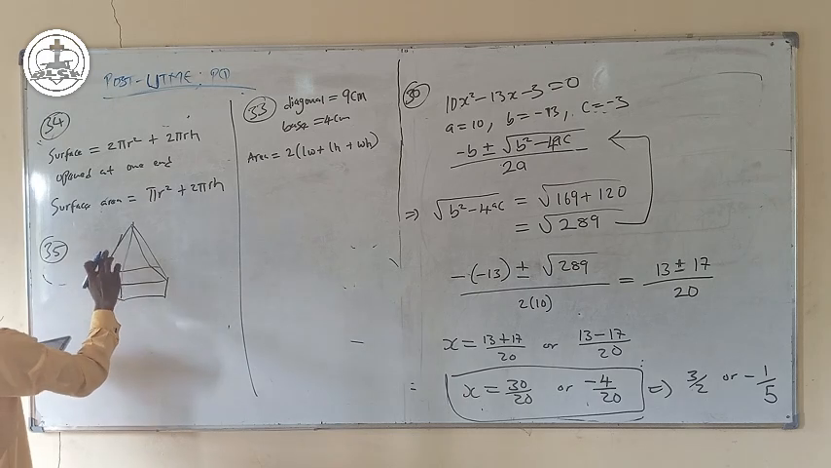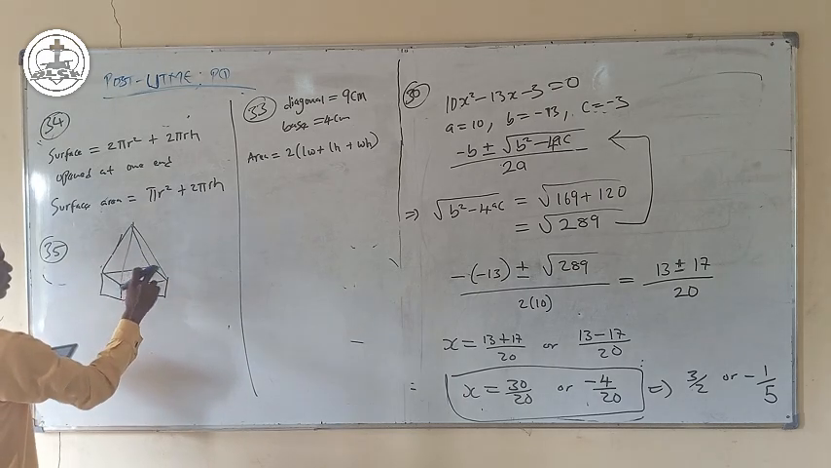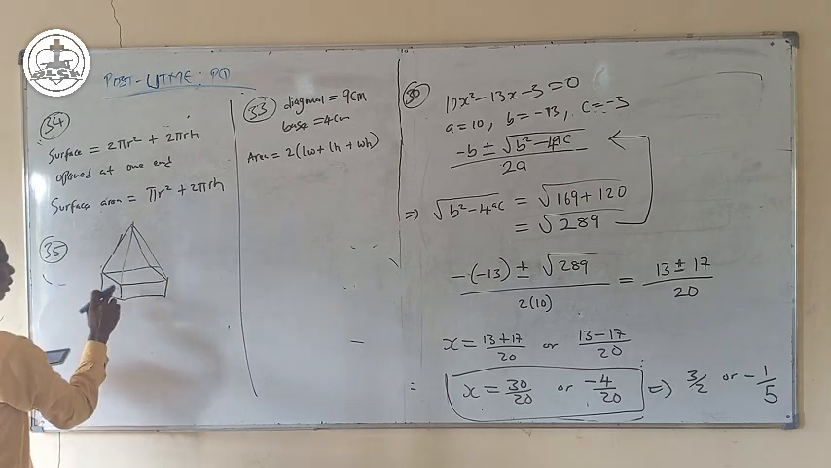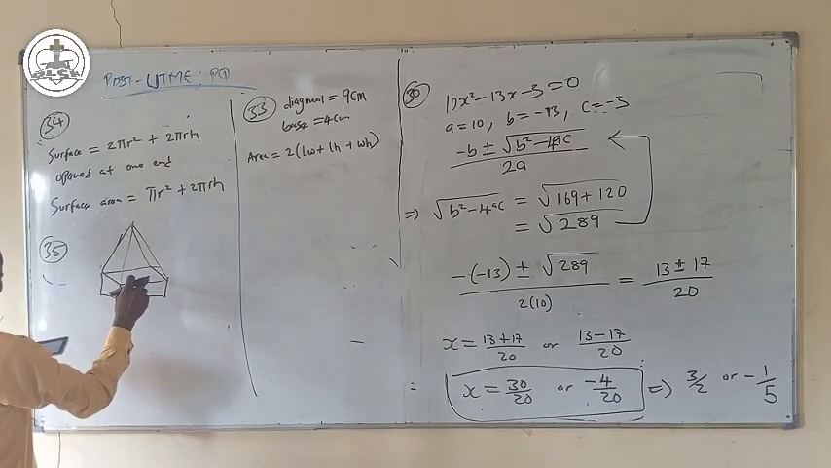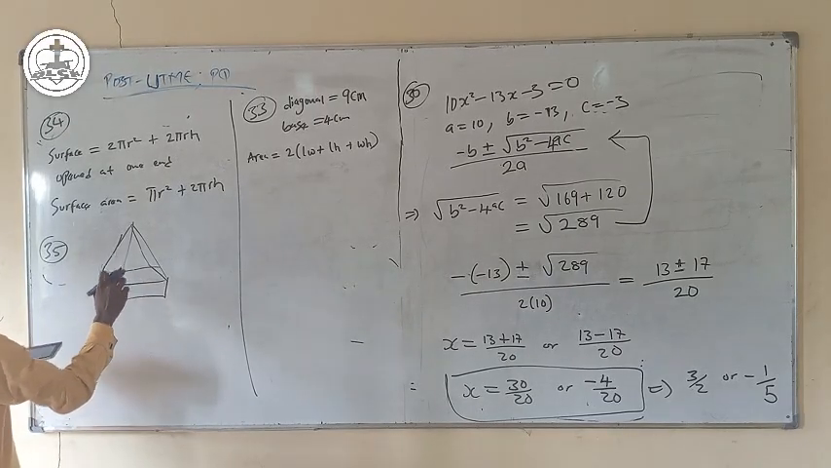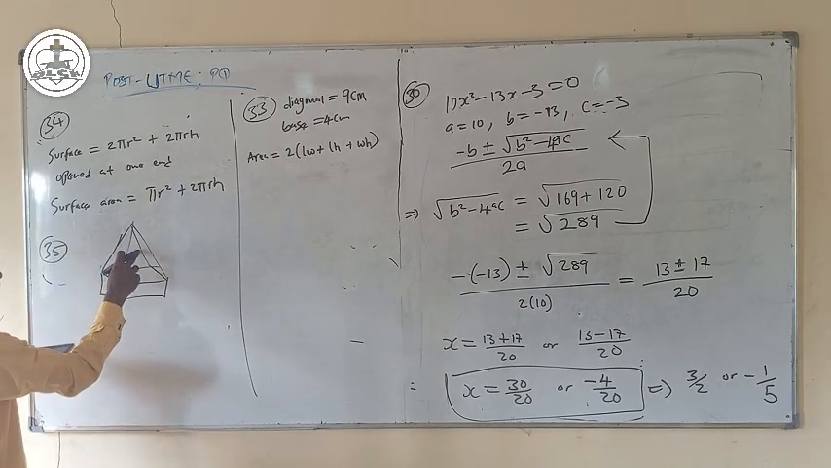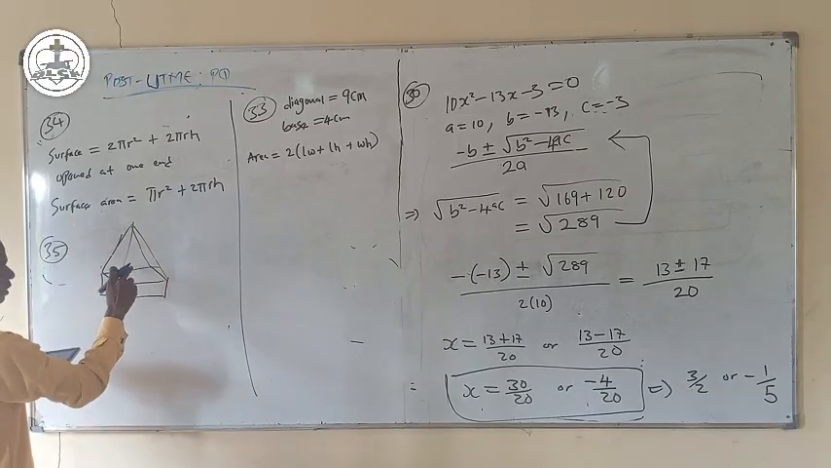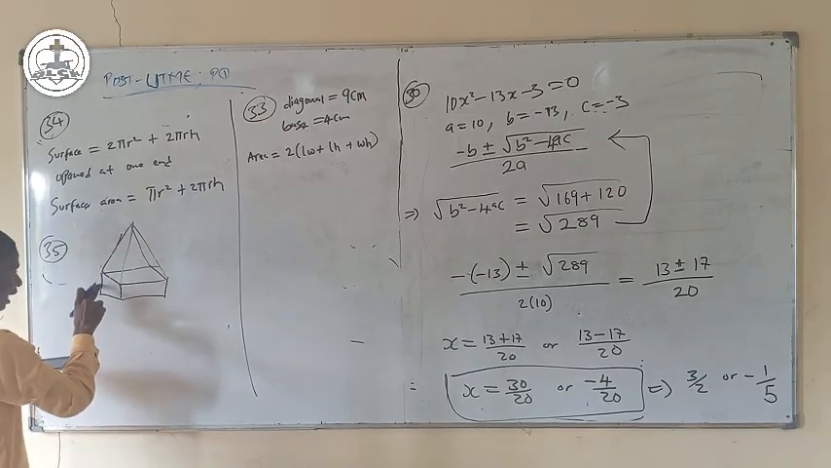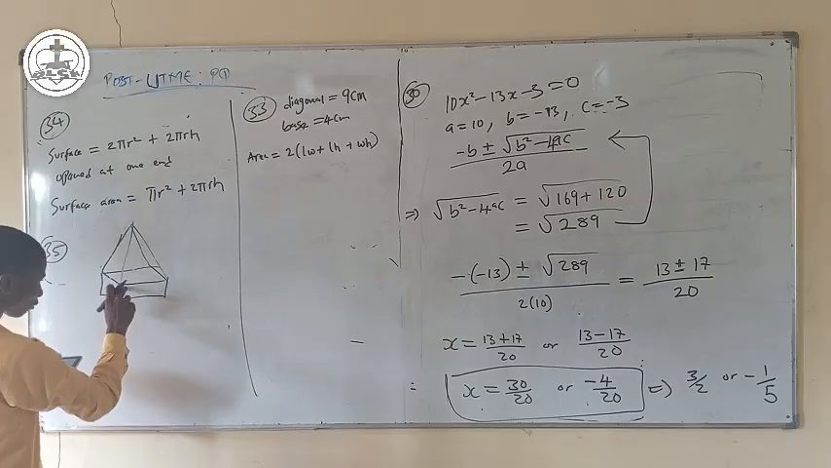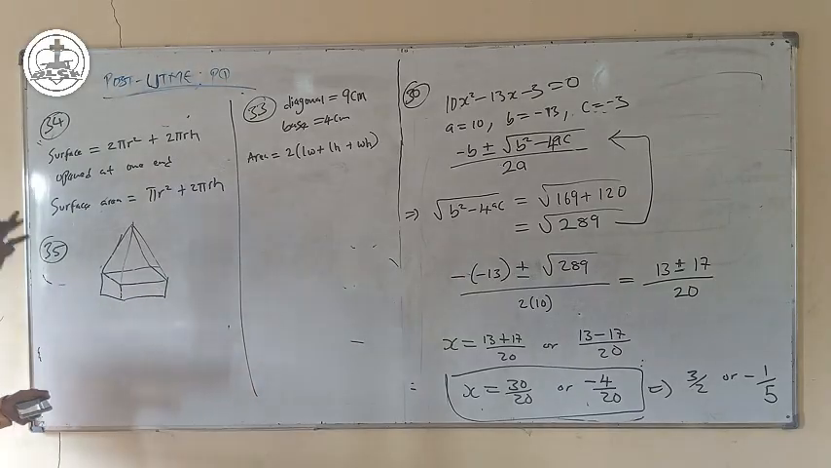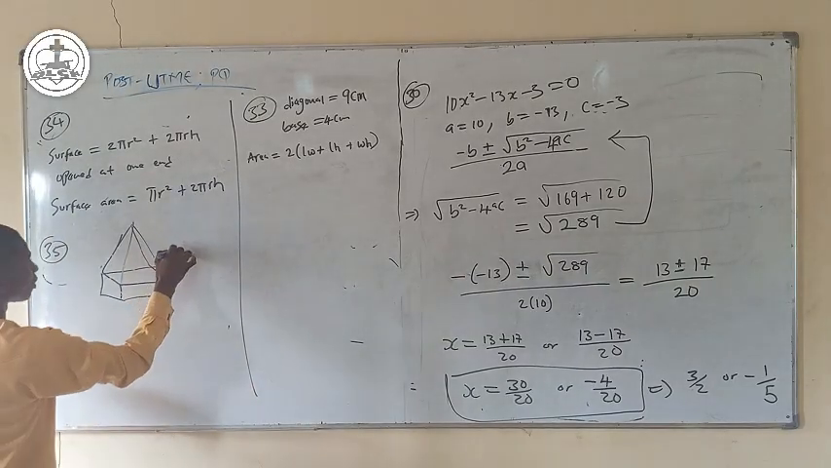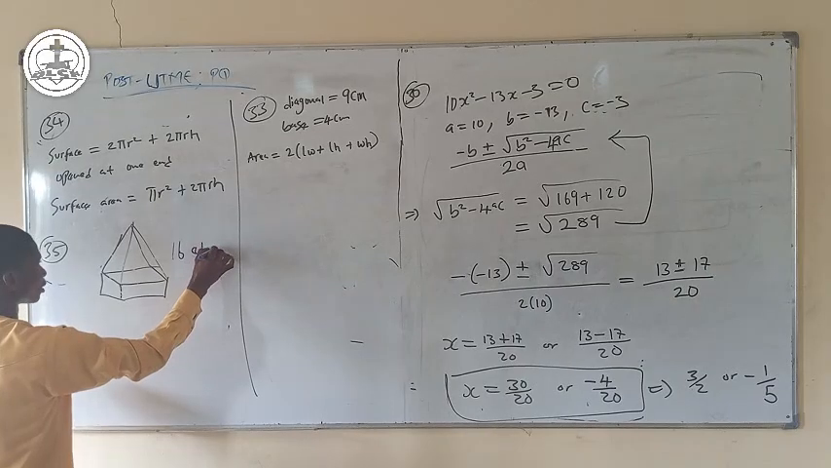How many edges? We have 1, 2, 3, 4, 5, 6, 7, 8, 9, 10, 11, 12, 13, 14, and then 1, 2, 3, 4, 5, 6, 7, 8, 9, 10, 11, 12, 13, 14, 15, 16. If we count the edges, it will have 16 edges. So the figure will have 16 edges.